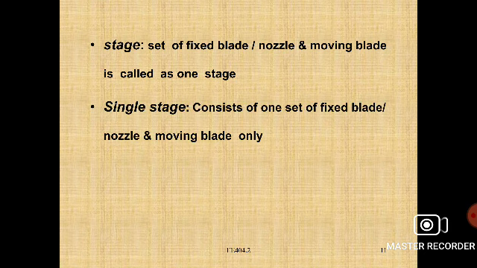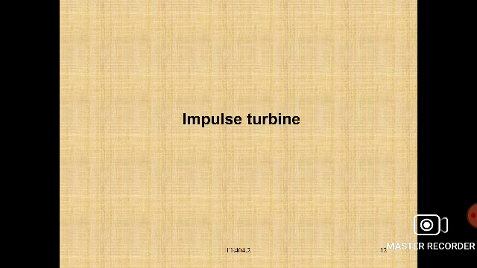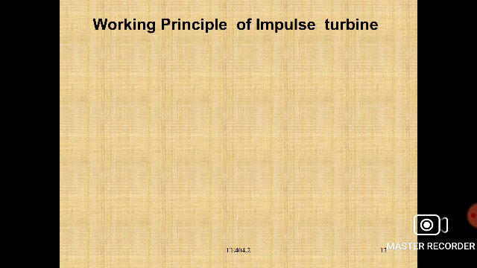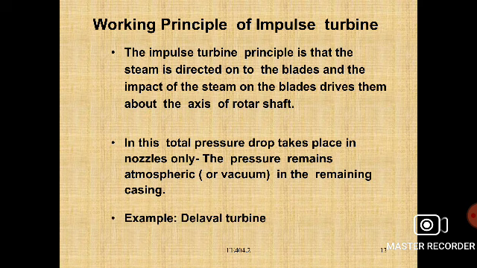Right. Now, next is stage. A stage consists of a set of fixed blades, the nozzle, and moving blades. Right. Next one, a single stage consists of one set of fixed blade, nozzle and moving blade only. Then multi-stage turbine. In this, we will discuss the impulse turbine.